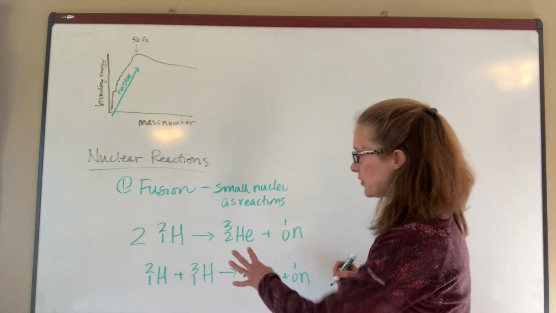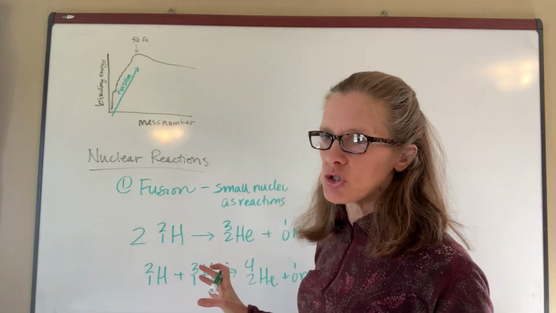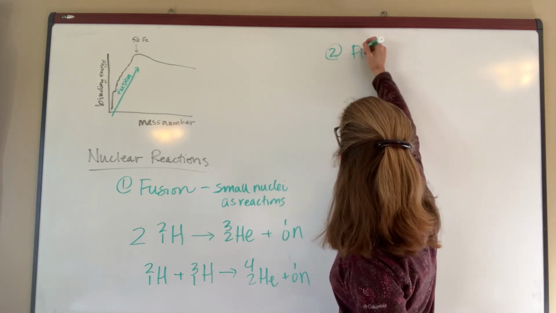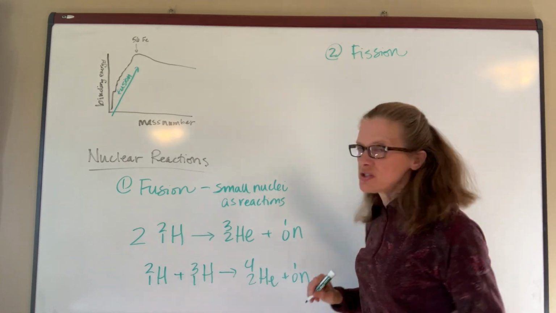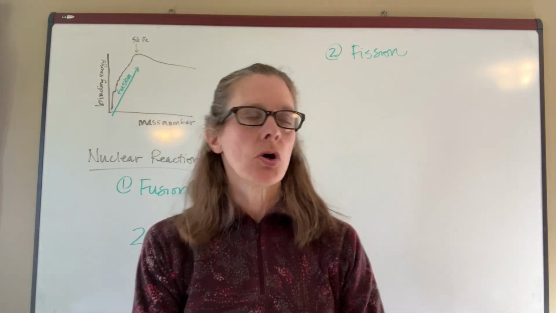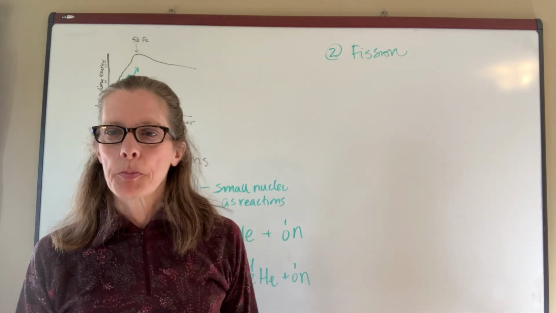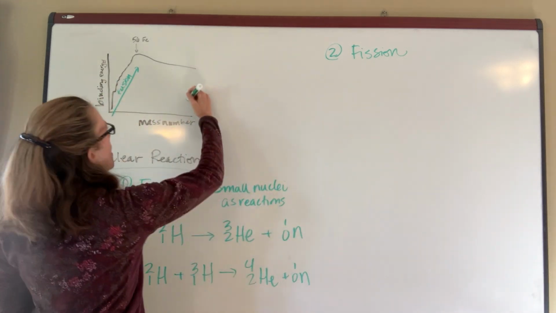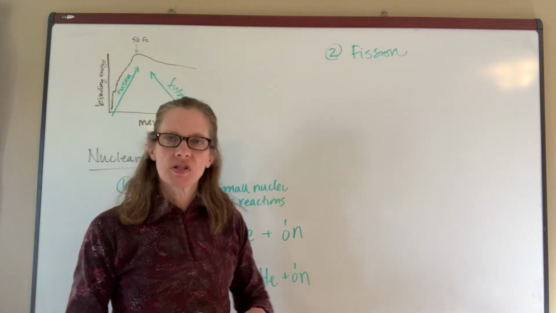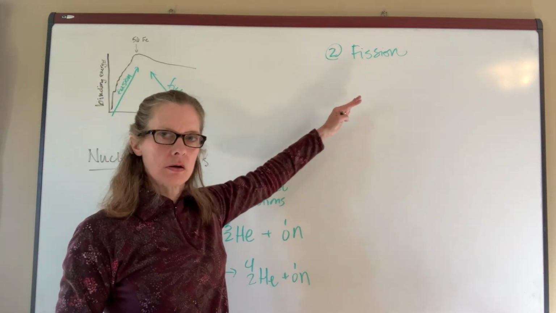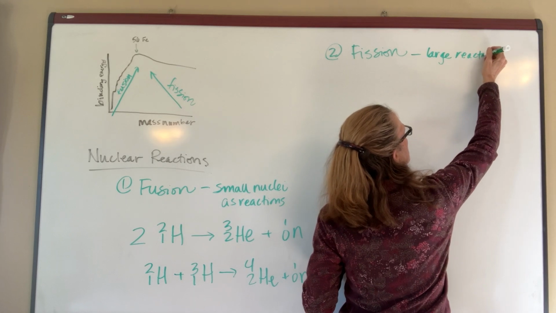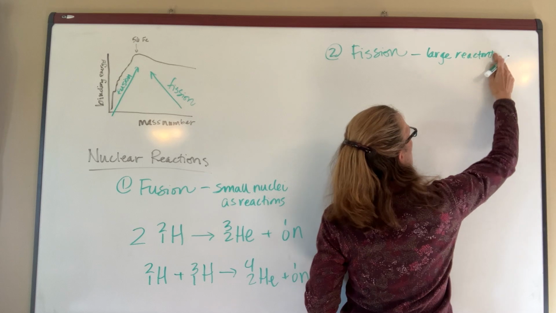This releases an amazing amount of energy, and it's not unlike the second type of nuclear reaction, which is fission. Fission is the opposite of fusion. In fusion, I'm taking nuclei and putting them together. In fission, I'm taking them and splitting them apart. That's what happens on this side, where I have these large atoms, and they're going to split in order to try to make an atom that's more stable. So in fission, I have large reactant atoms.